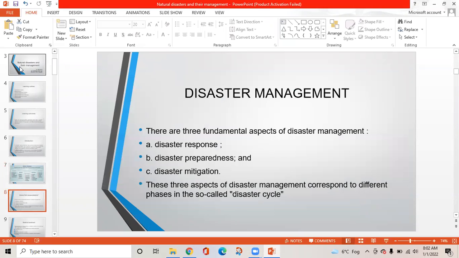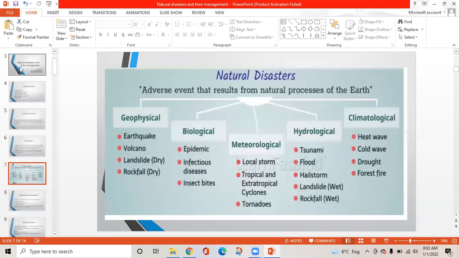Now, disaster management. There are three fundamental aspects of disaster management. First is disaster response, second is disaster preparedness, and third is disaster mitigation. These three aspects of disaster management correspond to different phases in the so-called disaster cycle.